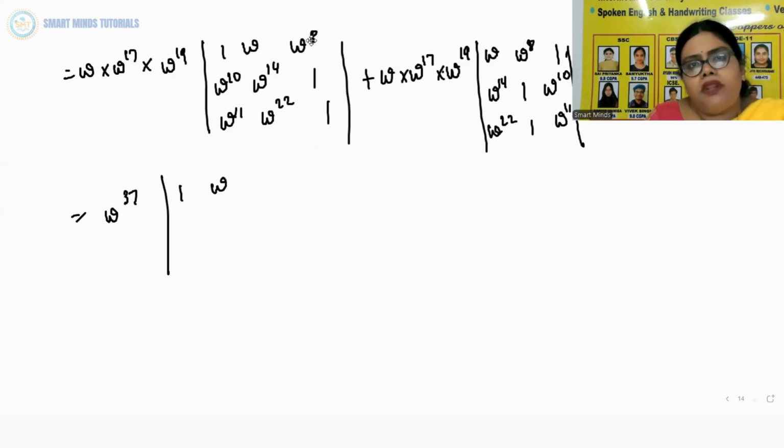See, omega power 8, we can write it as omega power 6 into omega square. And omega cube is 1. So this can be written as omega square. Then over here also we can write omega power 20 as omega power 18 into omega square. Omega power 18 is 1 because omega cube is 1. So we will get omega square. Then over here omega square.